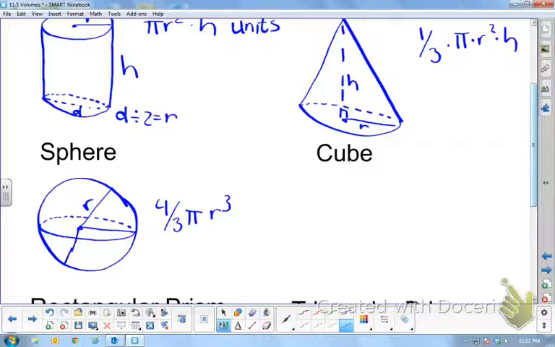A cube is a certain type of rectangular prism. It's made up of squares. So we start with our square first.